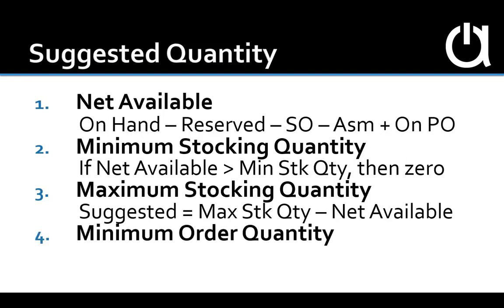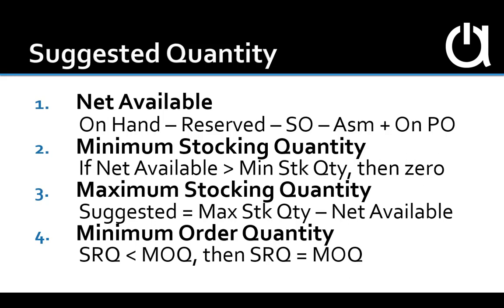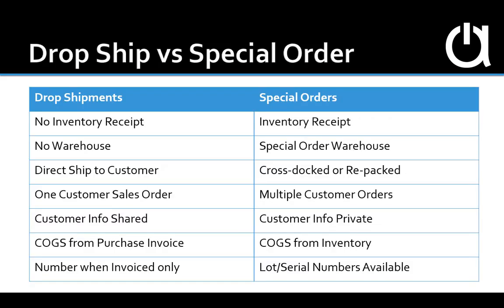And then finally, we check to see if there's a minimum reorder quantity on the product warehouse record. We will use that quantity if it is higher than the computed reorder quantity. So if the suggested reorder quantity is less than the minimum reorder quantity, then the suggested reorder quantity equals the minimum reorder quantity. All right, and then we'll get into drop shipment versus special order.